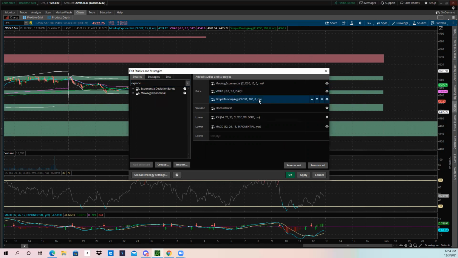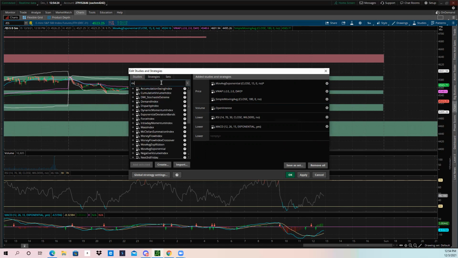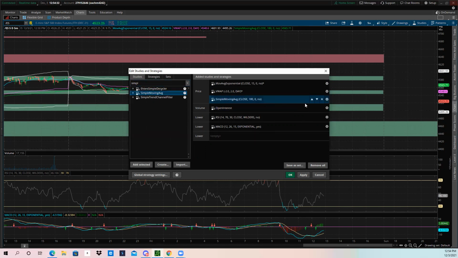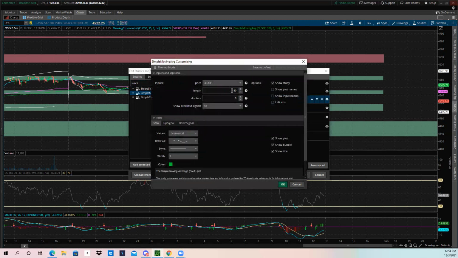And then I have the simple moving average. So right here, just go to the left, type in simple. All right, simple moving average, add selected. All right, and then we would go to settings again, and you would change that to 180 days. And I changed the color to green, just because I like green on that one.